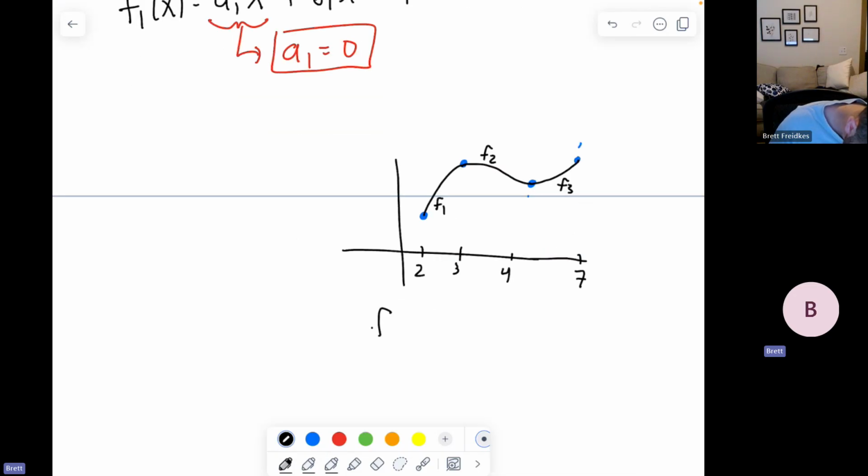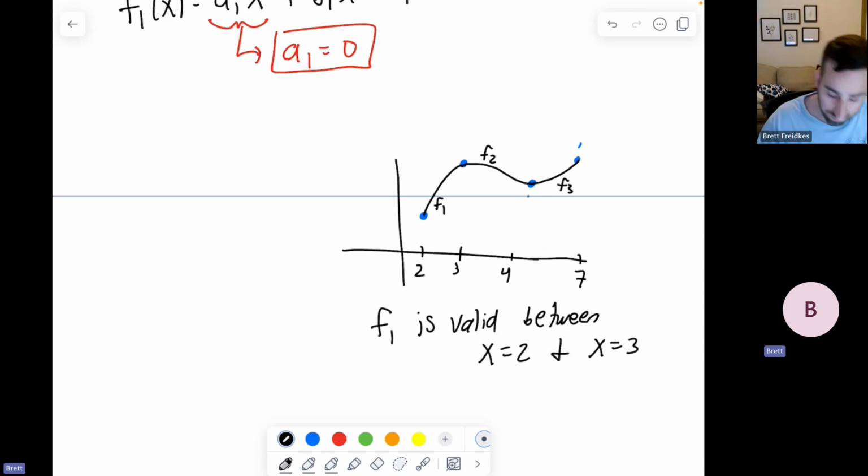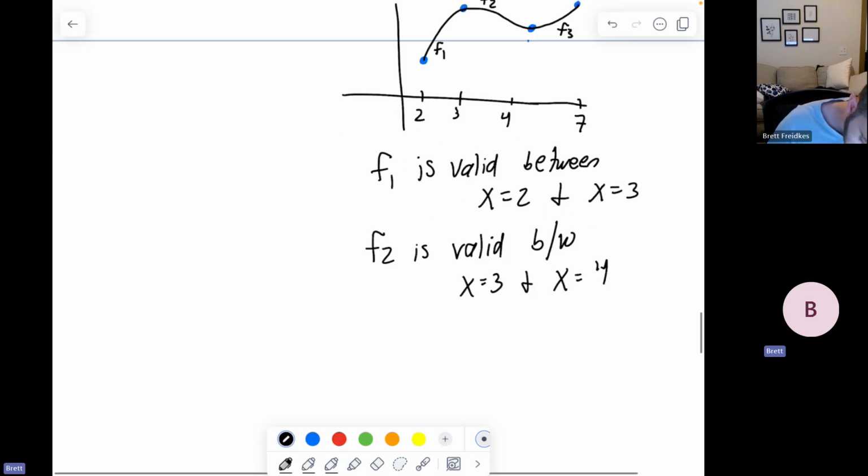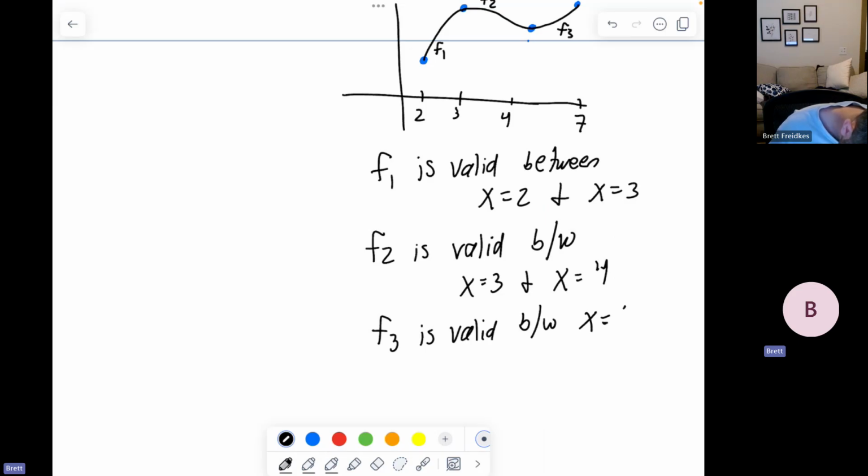We see that f1 is valid between x equals 2 and x equals 3. Right? That's this guy, f1. It's between x equals 2 and x equals 3. f2 is valid between x equals 3 and x equals 4. And then f3 is valid between x equals 4 and x equals 7.